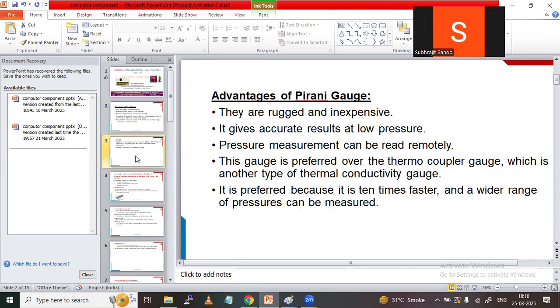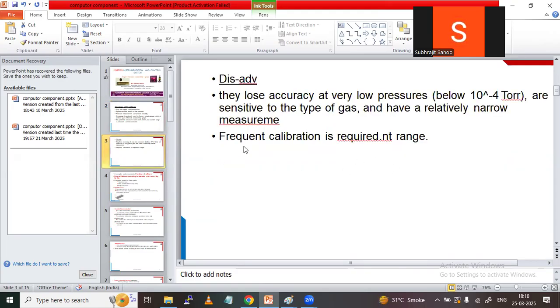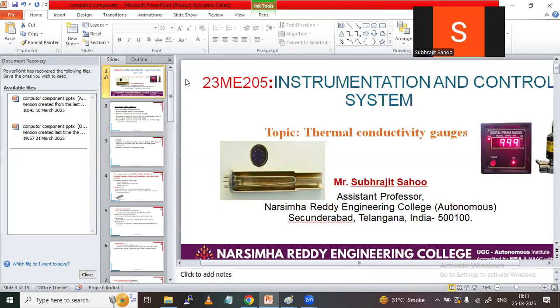These are the several advantages and disadvantages. What is the disadvantage? Frequent calibration is required, because at very low pressures like this the pressure range will change, so frequent calibration will be required. And there is an accuracy issue below 10 to the power minus 4. I told you it cannot be used for very high pressure and very low pressure also. So these are the several applications, disadvantages and advantages of Pirani gauges, right? I hope this concept is understood.